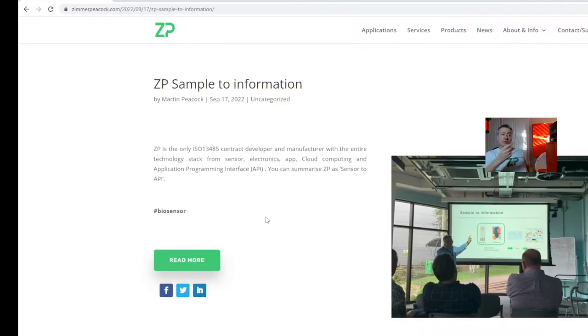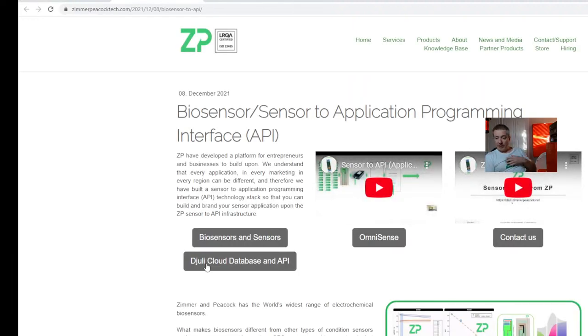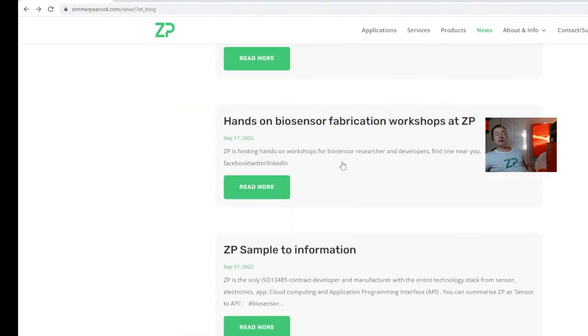As part of pest management, we were able to present and talk about the entire technology stack that we have at Zimmer Peacock, whether it's continuous glucose monitoring, continuous lactate monitoring, or continuous nitrate monitoring. We are definitely the sensor to API company. If it's in the liquid phase and it's chemical, biochemical, or biological, we can measure the analyte of interest on our electronics, get the data to the cloud, turn that data into information, and using an API call, send it across to other people's cloud.